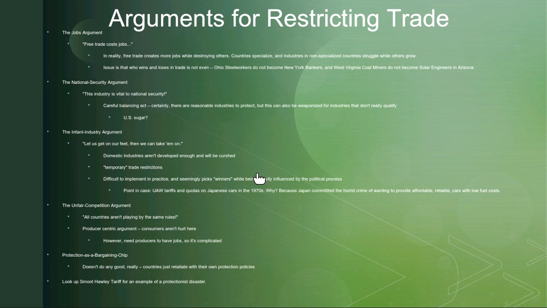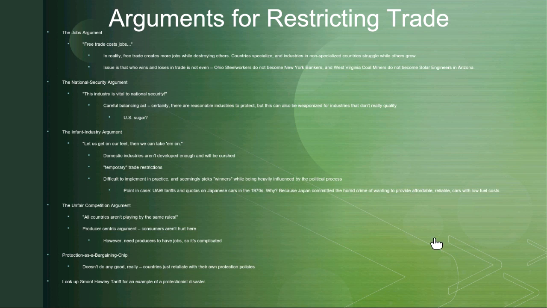The infant industry argument is let's let our industries get on their feet, then we can take them on. And the idea is that domestic industries aren't developed enough and will be crushed if they're not allowed to function under some protections. They articulate the idea of temporary trade restrictions. This is difficult to implement in practice. It seemingly picks winners while being heavily influenced by the political process.